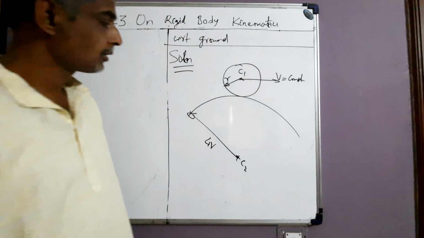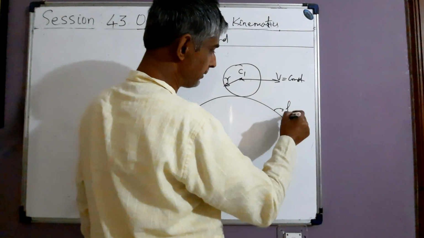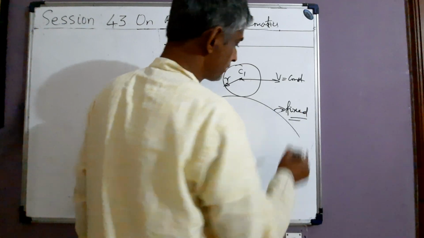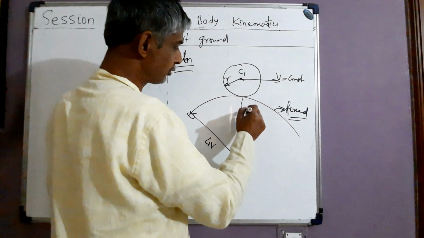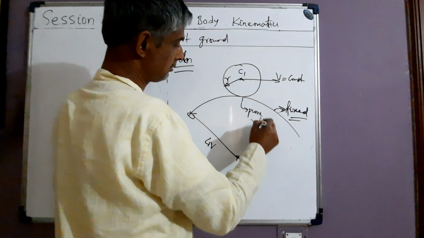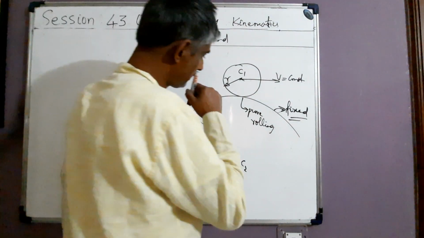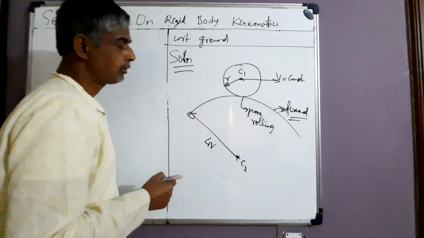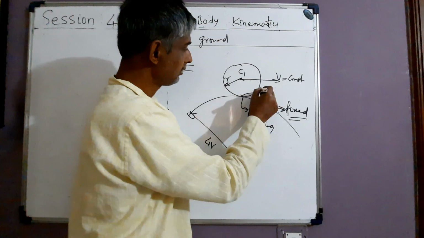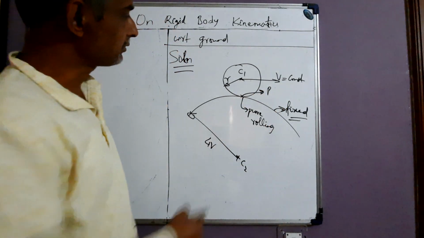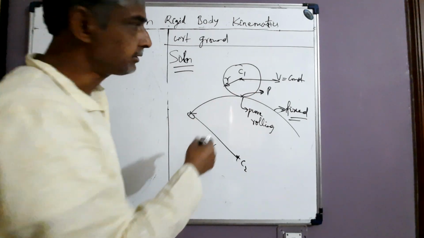Now first of all, the track is fixed in vertical plane. The wheel is undergoing pure rolling over the track. First of all, the track is fixed. From pure rolling condition, let P be the material point of the wheel in contact with the track.